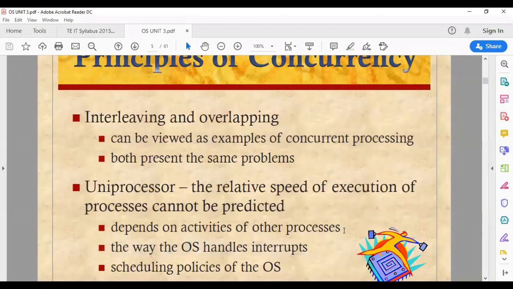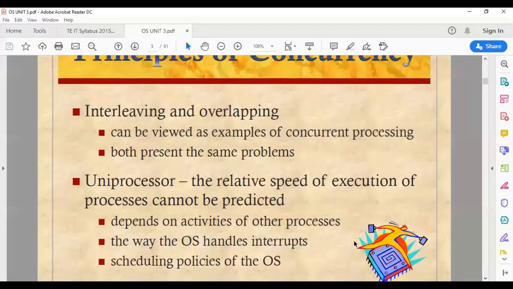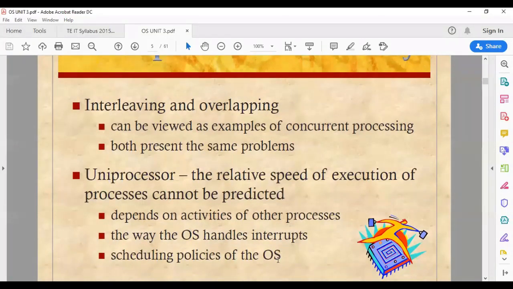And the last one is the scheduling policies of the operating system. Which type of scheduling? We have studied different types of scheduling algorithms. Whether it is long term, medium term or short term, which algorithm they are using will be specified by the OS. So these are some points in a uniprocessor.